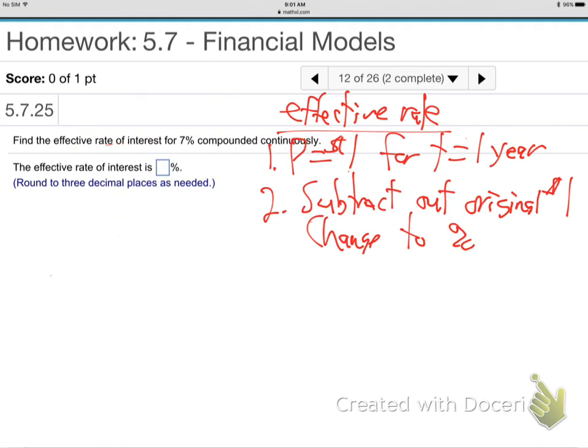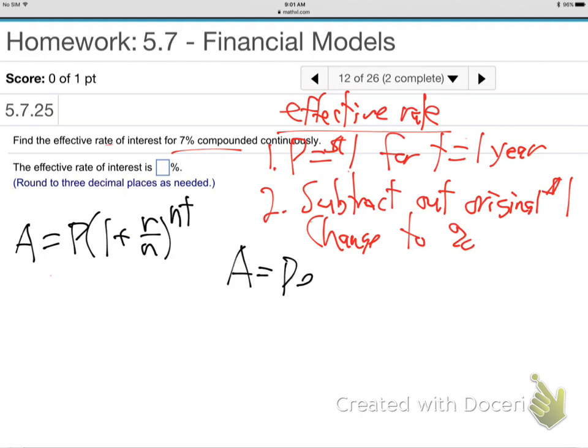Okay, so let's do that. Let's take this problem here. So they're saying, okay, 7% compounded continuously. Remember we have two formulas in this section. We have A equals P, 1 plus R over N to the NT, and A equals P E to the RT. Right, those are our two formulas in the financial section. You're going to put on the top of your 3x5 card that we're using for all the problems.